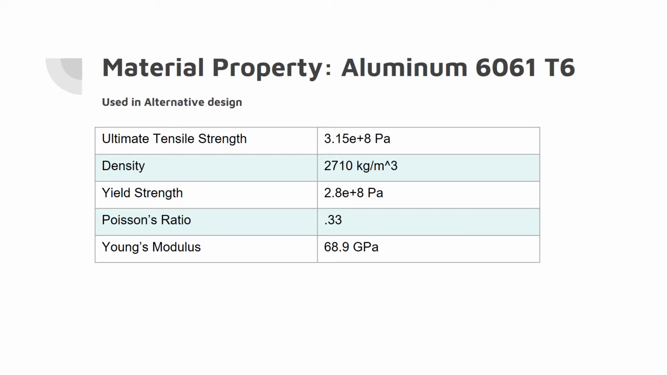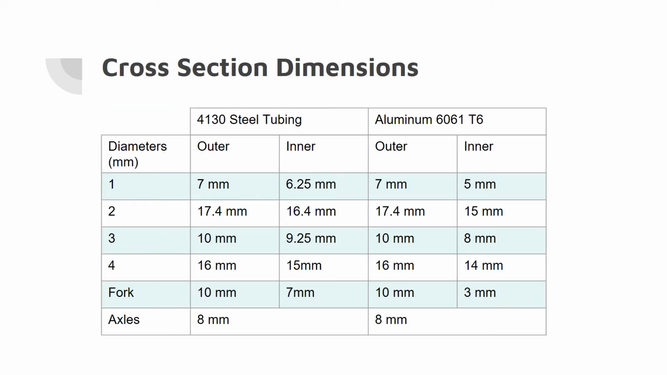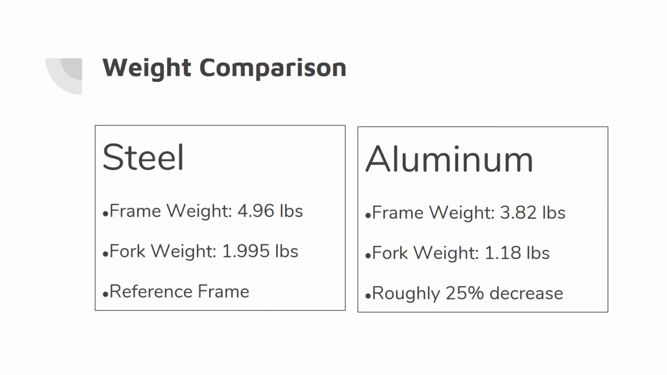Here are the material properties for aluminum using the alternate design. And here are the cross-section dimensions for both the steel and the aluminum, and we have the diameters for both the outer and the inner. The weight of the reference frame steel came out to be roughly 7 pounds, and for aluminum, it came out to be roughly 5 pounds, which is about a 25% decrease.